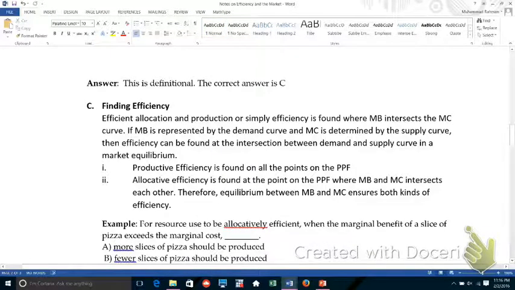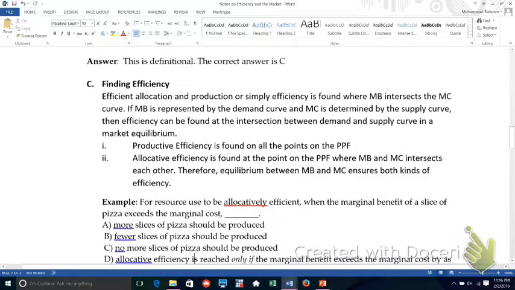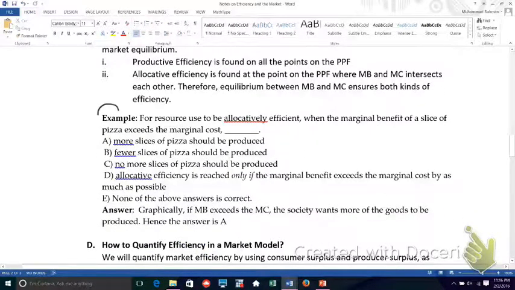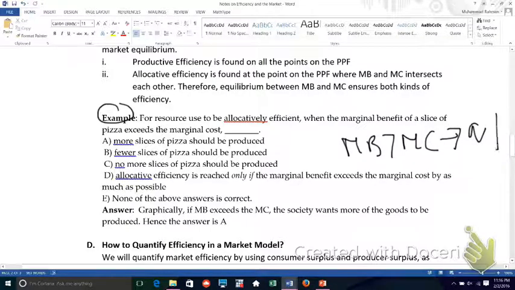We are going to illustrate this idea by an example, and let's look at the example. The example is talking about a situation where the marginal benefit of a slice of pizza exceeds the marginal cost. So this is marginal benefit is greater than marginal cost. We have just seen that whenever we have a situation like that, it is telling us that production should go up, right? So the correct answer is A, that more slices of pizza should be produced.